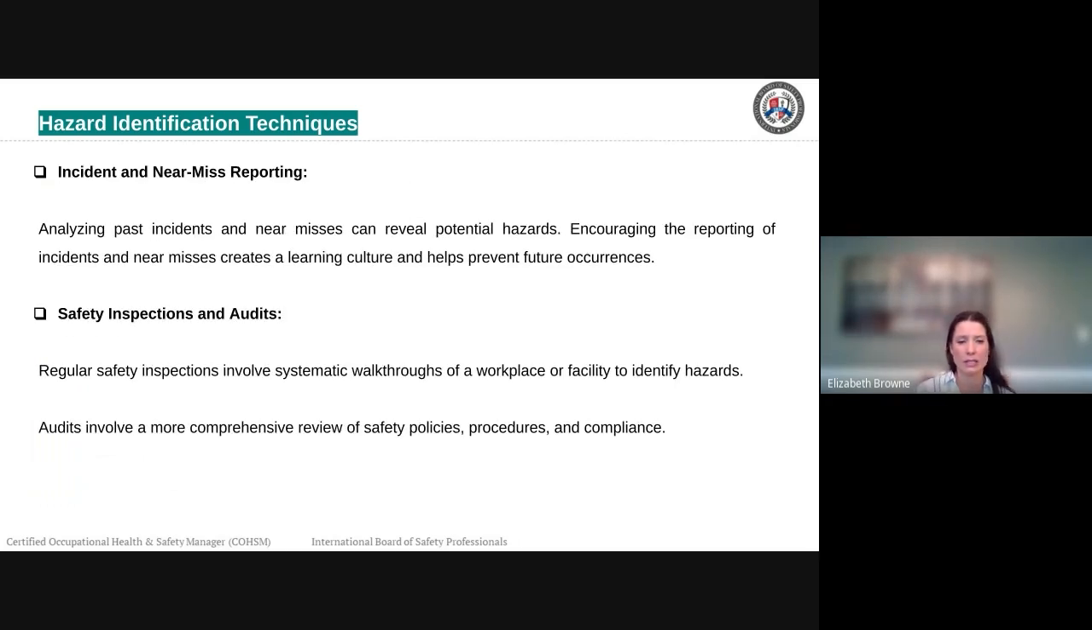Other hazard identification techniques. So, of course, looking at past incidents, near misses, accidents can help reveal potential hazards. Encouraging employees to report near misses and incidents creates a culture where employees feel safe to report those, and that we are not blaming the employee for doing something wrong. We're just encouraging a culture that we're learning from our mistakes, and which will help prevent future occurrences. And that really leads to a really positive safety and health culture. Having regular safety inspections involving systematic walkthroughs of the workplace or facility to identify hazards, and having audits that involve a more comprehensive review of our safety policies, procedures, and compliance.